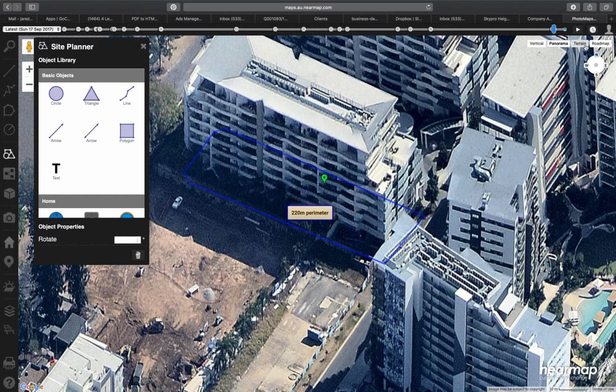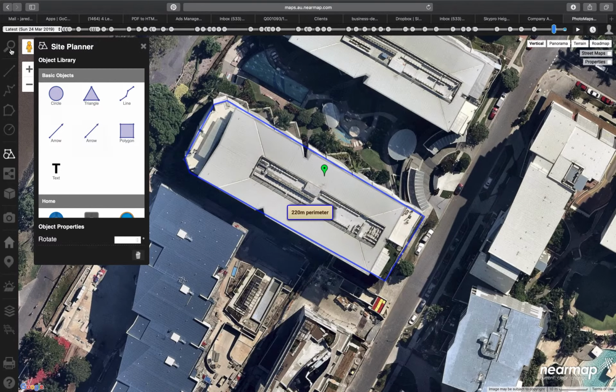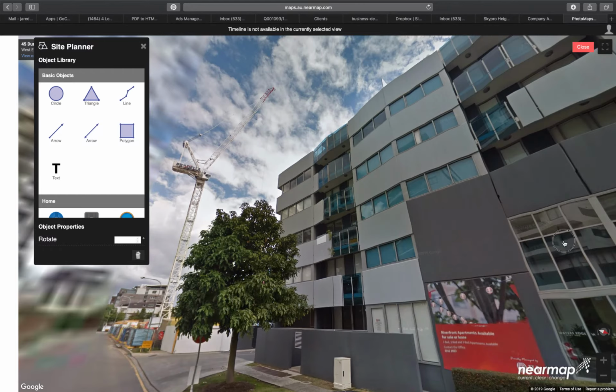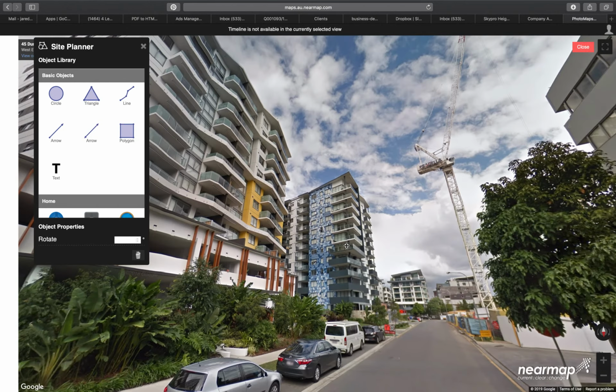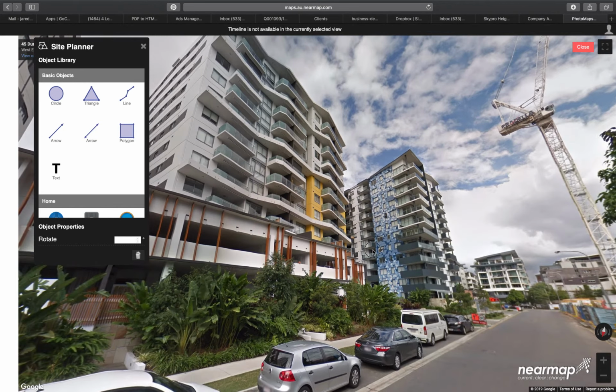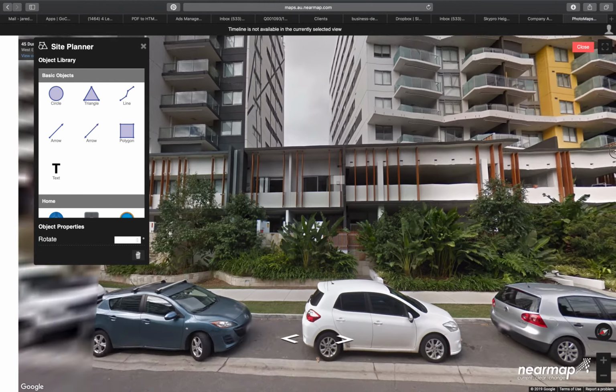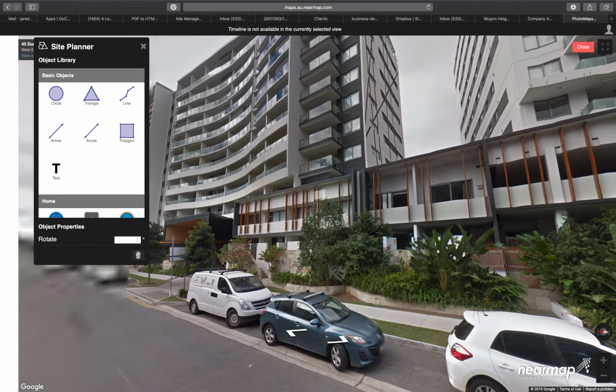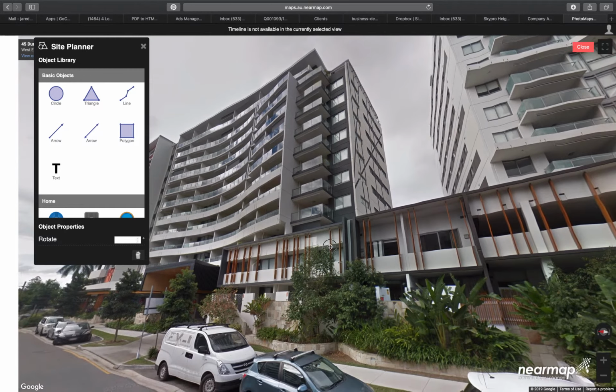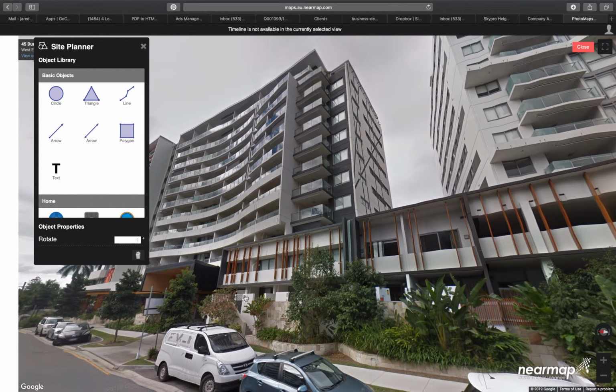But let's double check that by throwing a little man down on the road here. And hopefully that building was built. Yep, okay, we're in luck. Okay, so we've got the ground level here. 1, 2, 3, 4, 5, 6, 7, 8.